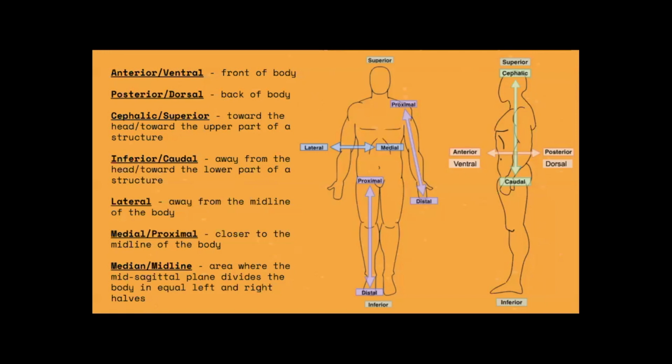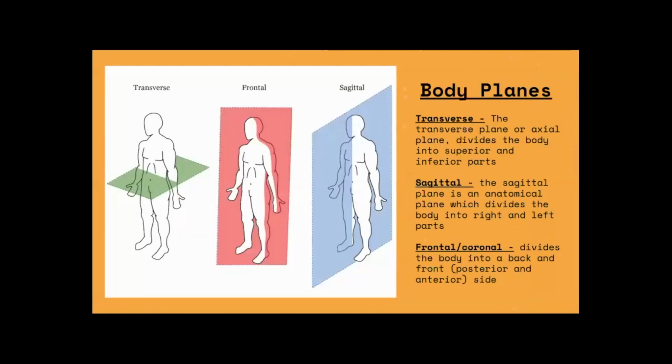Okay. So next we have the body planes. So there are three main types of planes that basically divide our body. It helps us kind of directionalize where things are. So the first one we're going to talk about is the transverse plane or the axial plane, which divides the body into up and down parts, superior and inferior parts. So it divides your body in half.